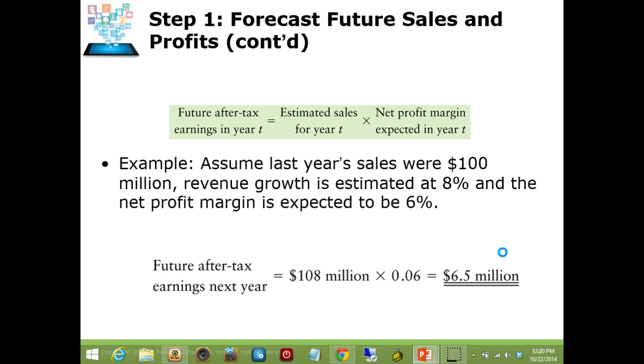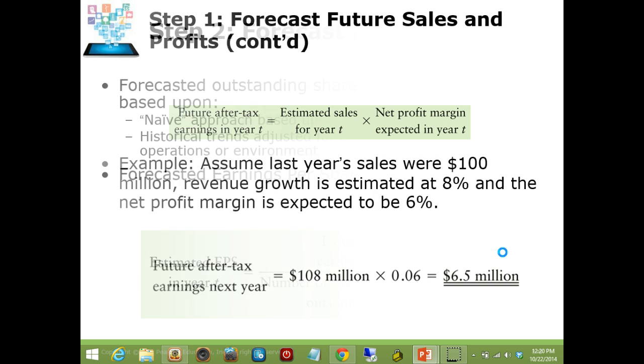All right. So here is a formula. If you get the estimated sales for the year and you multiply it by the estimated profit margin for the company, then you will have your future after-tax earnings for the year. So really, that's why we calculate the net profit margin, because that's a percentage. We just multiply to get our result, which you can see here at the bottom of the screen. So again, it's a really simple formula.